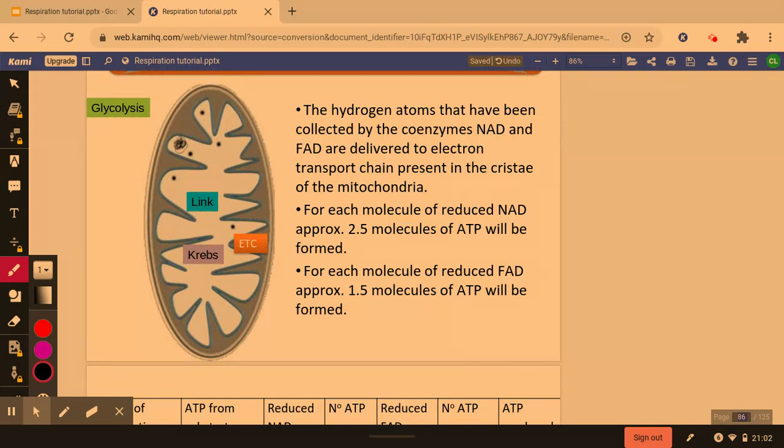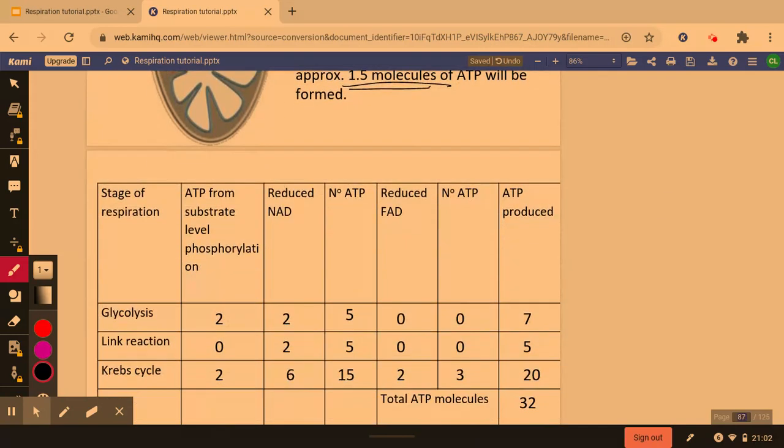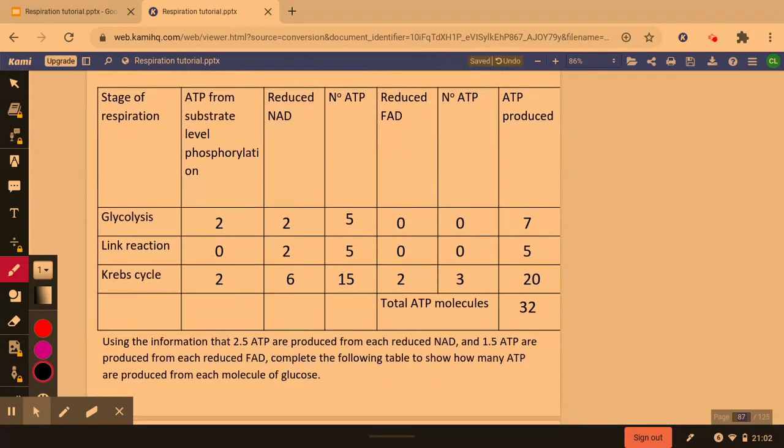Okay, so in theory, reduced NAD should produce 2.5 molecules of ATP, and reduced FAD should produce 1.5 molecules of ATP. Therefore, from glycolysis, I get two lots of ATP from substrate level phosphorylation. I have two reduced NAD, therefore I should get 5 ATP. So as a result, from glycolysis, we should get 7 lots of ATP.